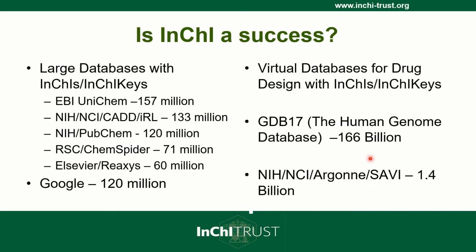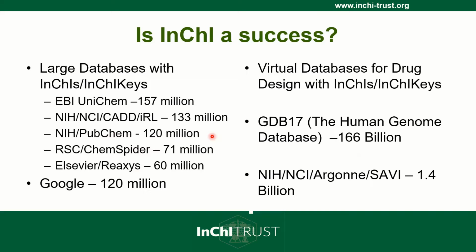Okay, going a little bit further, is InChI a success? Yes, we can really say this, because there are so many databases out there and they have millions of molecules. For example, the EBI UniChem database has 157 million compounds. In the academic world, PubChem, ChemSpider and Reaxys are really intensively used. There are so many millions of molecules noted with metadata by using the InChI. So this means the InChI is really, really useful to connect this data.